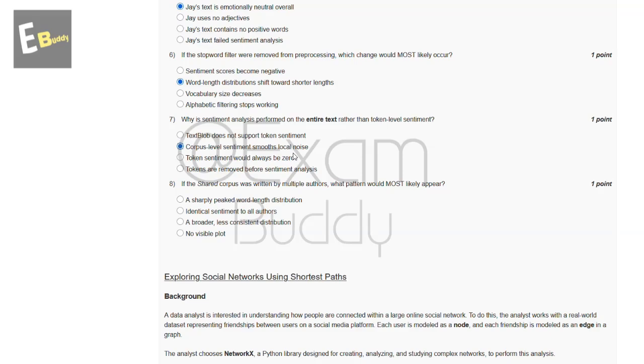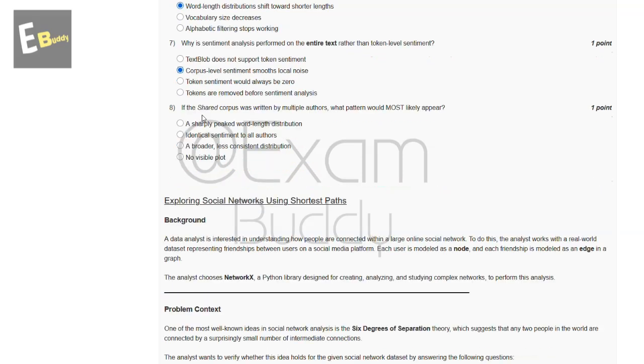And now let's go to our question number 8. If the shared corpus was written by multiple authors, what pattern would most likely appear? So these are the options, and the answer to our eighth question is C. A broader, less consistent distribution.